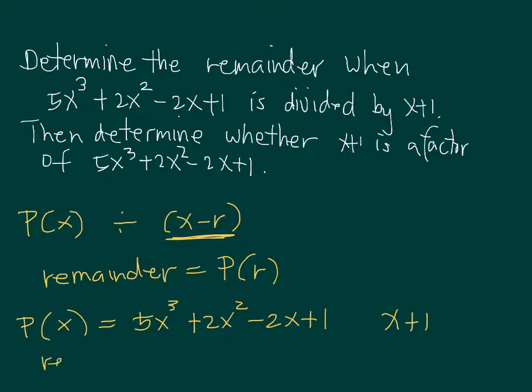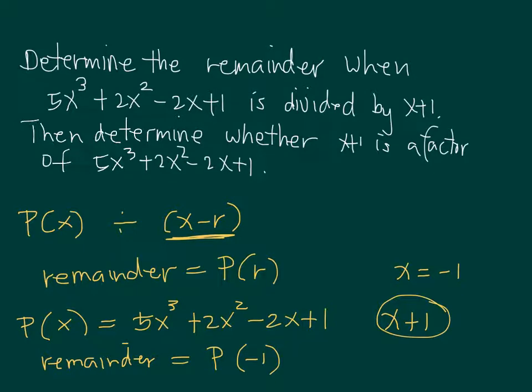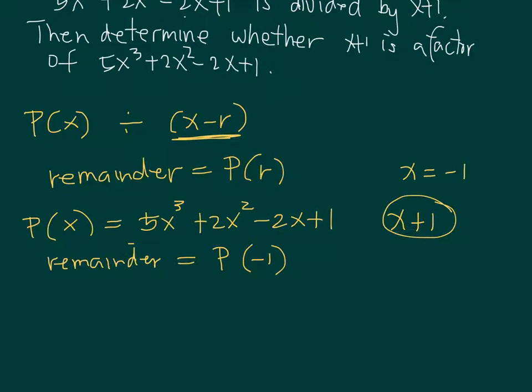So how do we find the remainder? So the remainder is p of negative 1, because the r from x plus 1 is simply the one that will make it 0, and that is x equals negative 1. So how do we find p of negative 1? P of negative 1 means you put the negative 1 to every x of the polynomial p of x. So you substitute negative 1 to every x.